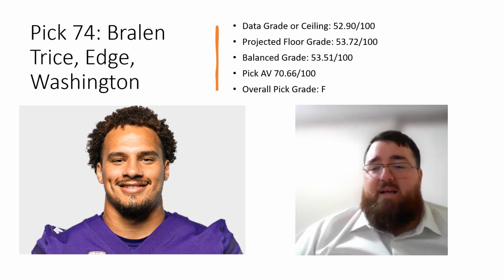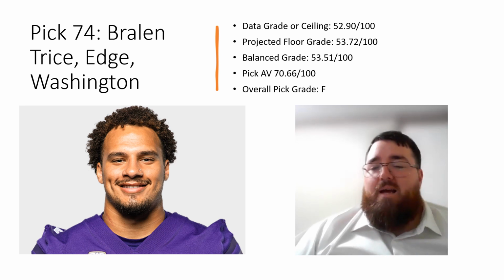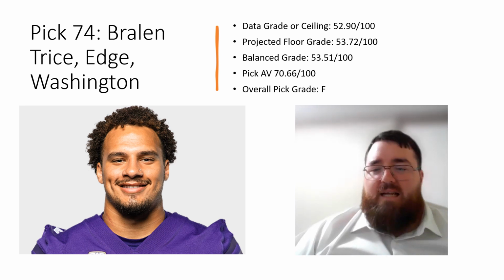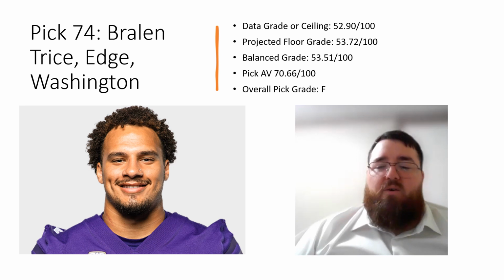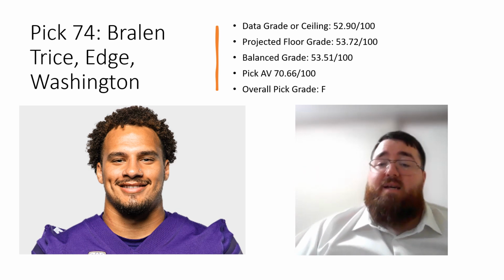Next up, we have Braylon Trice, edge out of Washington. His data grade is 52.90 out of 100. His floor is 53.72. His balanced grade is 53.51. And his AV for where he was selected is 70.66 out of 100. This is an F. So again, most prospects drafted where they drafted at pick 74 are 70 percentile AV prospects.